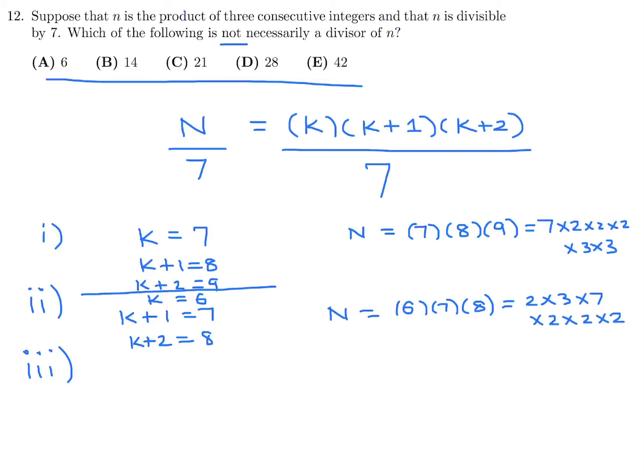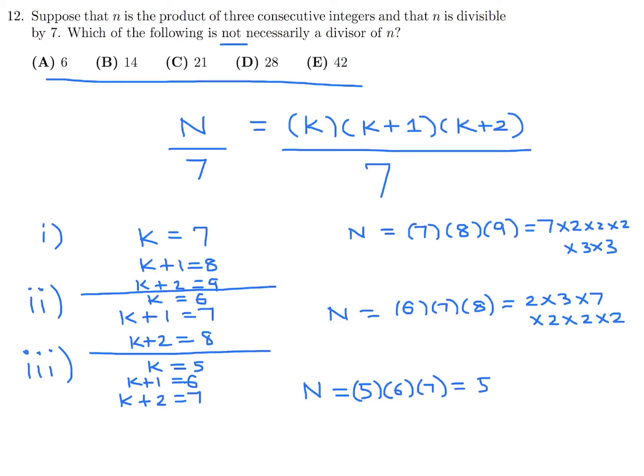And then the last scenario is when k plus 2 is 7. And that would mean that k is 5 and k plus 1 is 6. Okay? And therefore n would be 5 times 6 times 7. And these prime factors are 5 times 2 times 3 times 7. Now, what they want us to do is figure out which of these, A, B, C, or D, is not possible always. Some of these are going to be possible always, but there's going to be one that's not possible always.